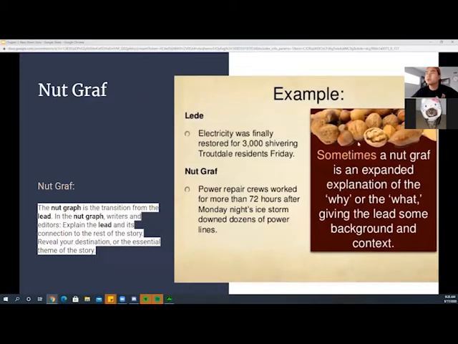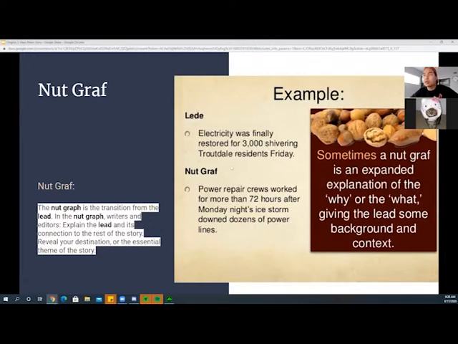What does this mean? In a sense, the lead gives the gist of what it's about, while the nut graph provides connection and a little more explanation of what's going to be covered. So for example, here it says electricity was finally restored for 3,000 shivering Troutdale residents Friday.